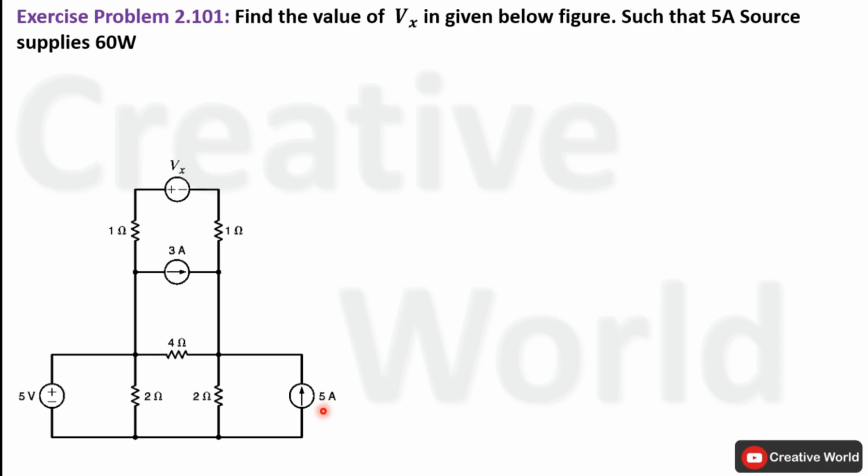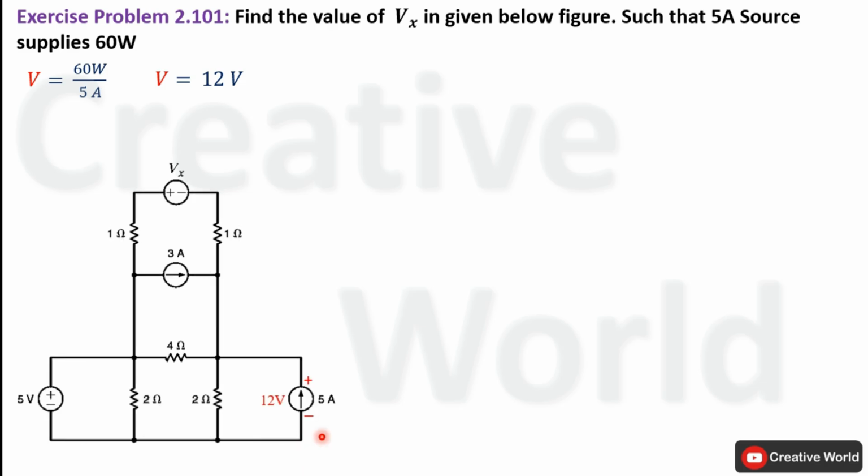equation. Voltage equation for this current source will be 60 watt divided by 5 ampere. So the value of voltage will be 12 volt. And polarity notation of this voltage will be positive terminal here and negative terminal here. Modify the network by indicating voltage across this constant current source with their polarity.